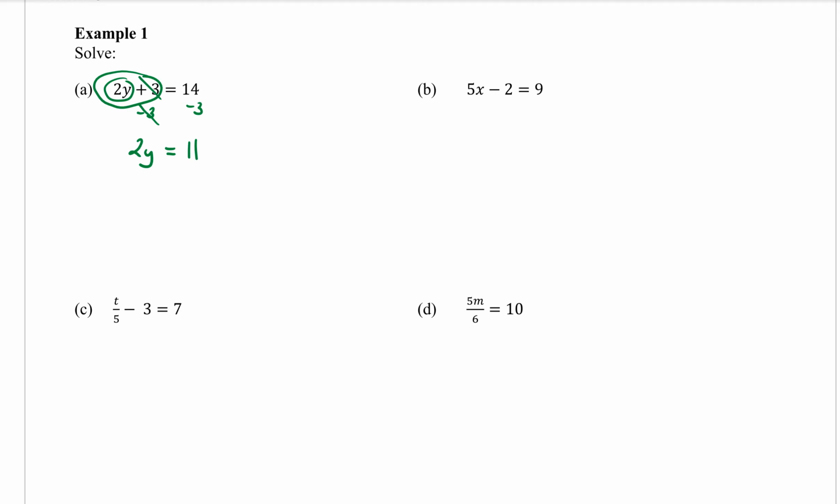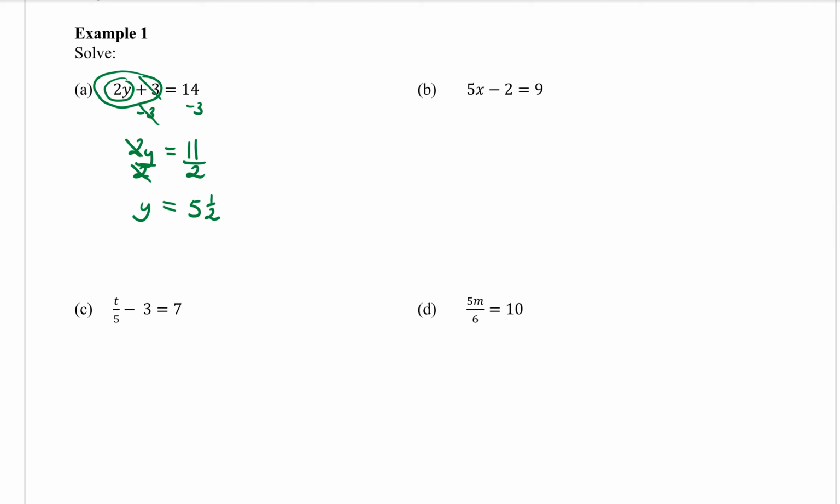Then to get the y by itself, I still have the 2 there. It is times. Opposite is to divide by 2. Cross the 2's off. Y is by itself. 11 divided by 2 doesn't go nicely, but it is 5.5. Okay, that is finished.